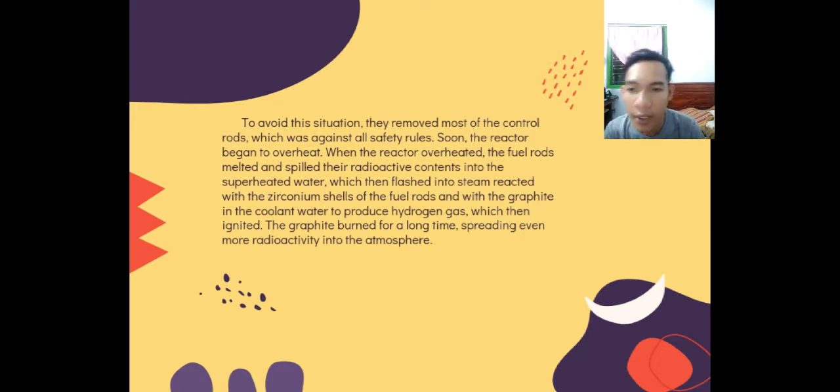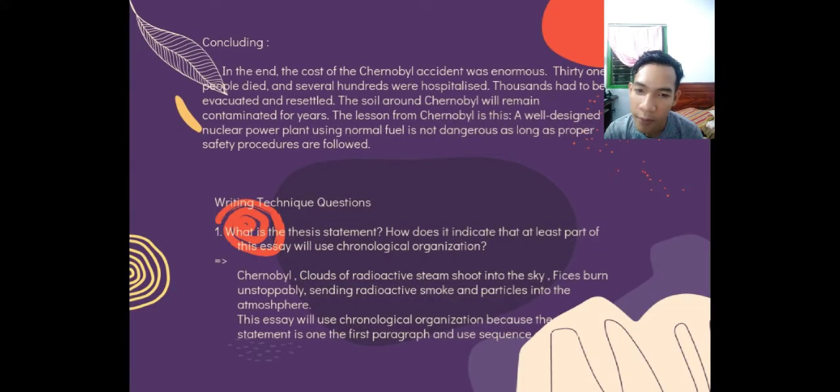When the reactor overheated, the fuel rods melted and spilled their radioactive content into the superheated water, which then flashed into steam. The steam reacted with the zirconium cells of the fuel rods and with the graphite in the coolant water to produce hydrogen gas, which then ignited. The graphite burned for a long time, spreading even more radioactivity into the atmosphere.